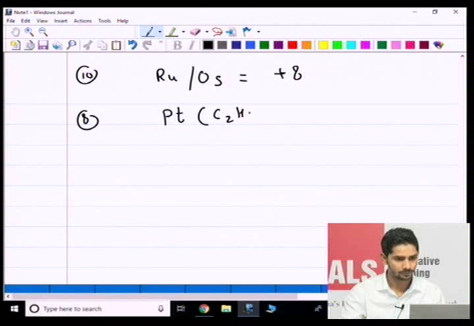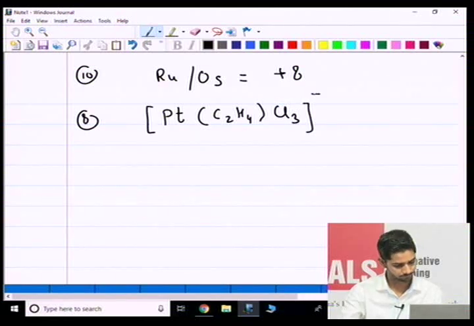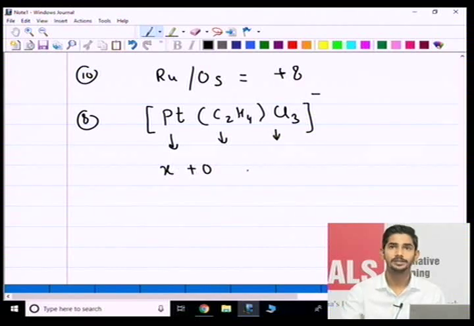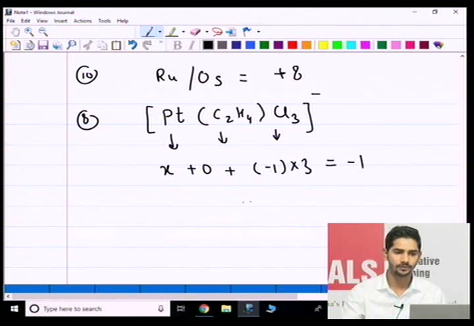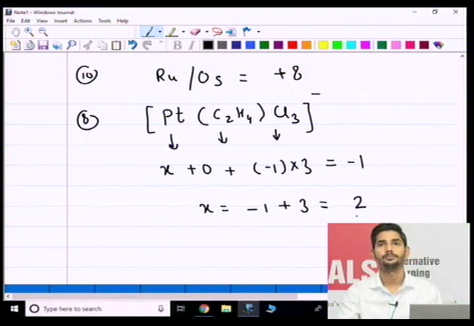This is platinum, C2H4, Cl3, minus. Guys, take platinum as X. C2H4 has a 0 oxidation state. Cl has got -1, so -1 into 3. The whole has a negative charge, so put -1. X will be equal to -1 plus 3, which is equal to 2. So the answer should be option number 2. Please copy.